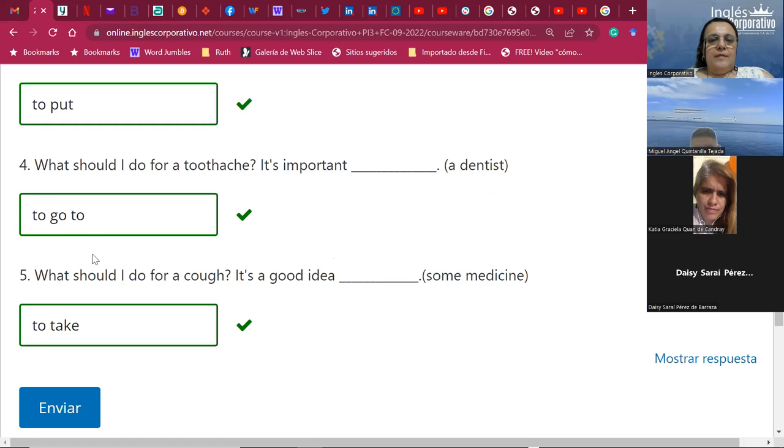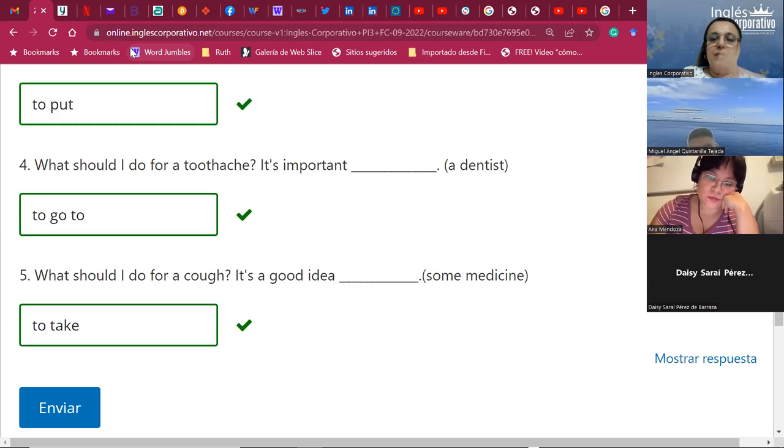For example, to see, teacher? To see a dentist. Yes, you may use it. Have you used it and they put it correct? Yes. Okay, but if you notice here is correct too. Maybe there is more than one right answer. To see, maybe to visit too. It is important to visit a dentist. But here we put to go to, and it is correct.